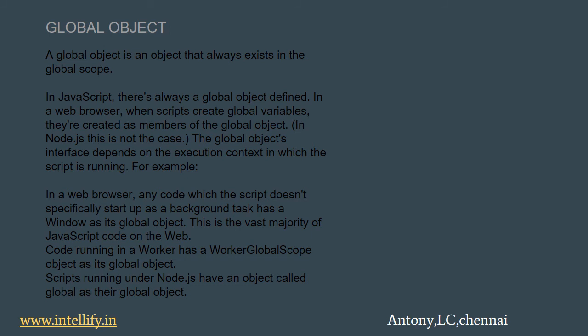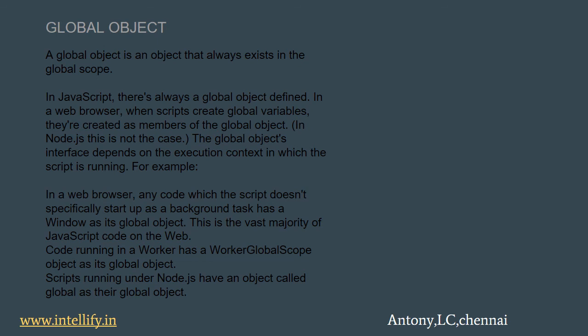All properties of the global object can be accessed directly. A global object is an object that always exists in the global scope. In JavaScript, there is always a global object defined. In a web browser, when a script creates global variables, they are created as members of the global object, but not in the Node.js case.